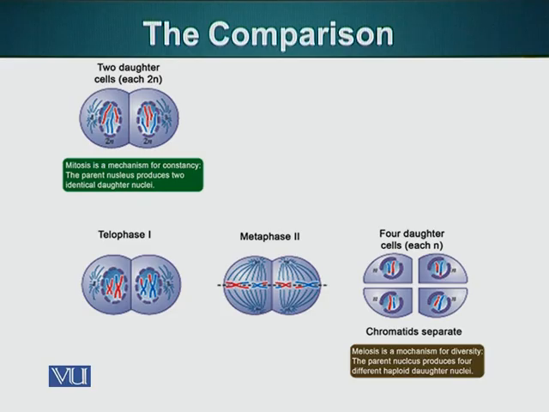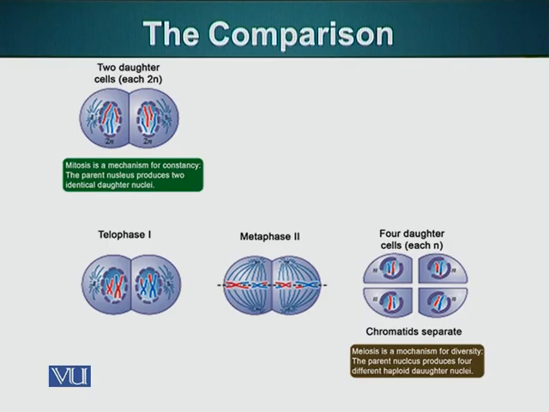At metaphase 2, this is similar to mitosis metaphase. Here the individual chromosomes are lining up at the metaphase plate. At this stage the centromere will divide, the cohesin molecule will disintegrate, and the individual chromatids will now separate and move to the opposite poles. The end result is four daughter cells, each with half the number, or n, of chromosomes. In mitosis, the daughter cells have 2n, the same amount of genetic material as the parent.